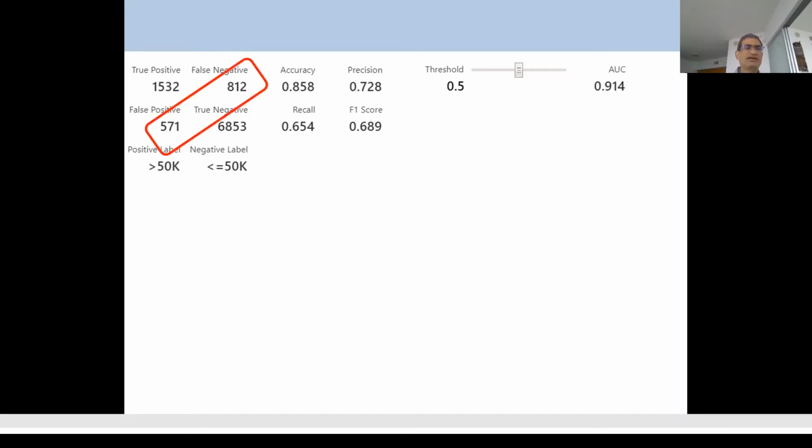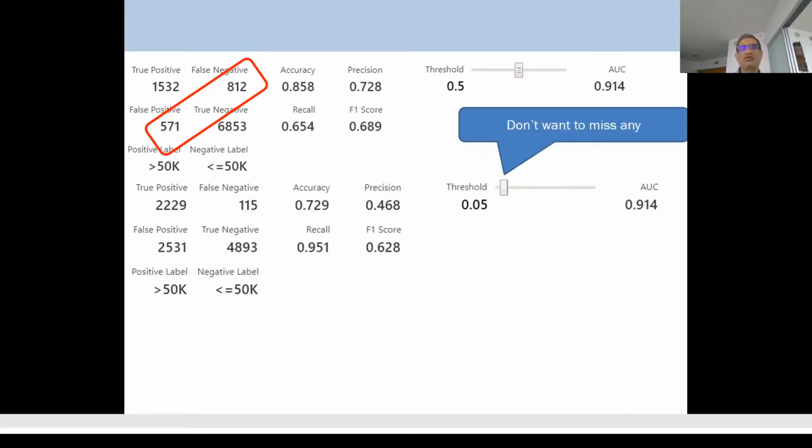You see here, this is called the confusion matrix. We have false negatives 812 people, false positives 571 folks when you had a threshold of 0.5. We don't like this. These are off-diagonals. We would like the false negatives to go down. If you want to do that, you could say that, hey, I don't want to miss anybody, right? Because if they have the disease, I really need to catch them. So you bring the threshold down, and that works up to a point because 812 became 115. But see what happened.